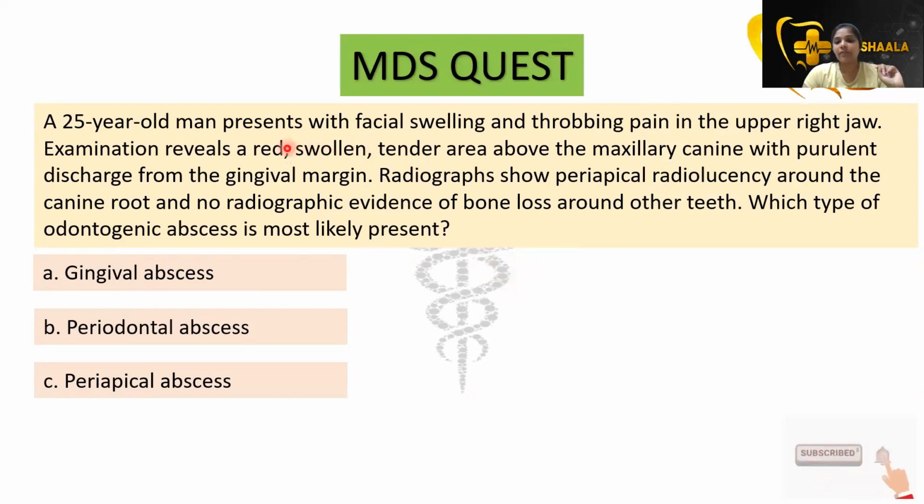Since it is showing periapical radiolucency, which is evidence of bone loss, we should go with periodontal abscess, right?